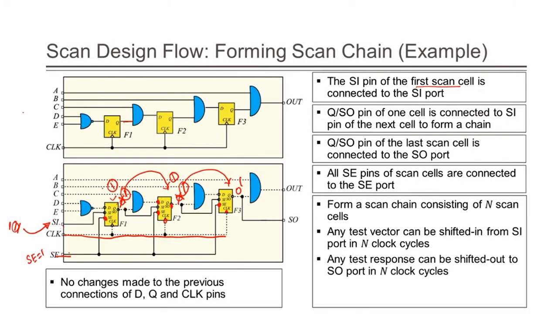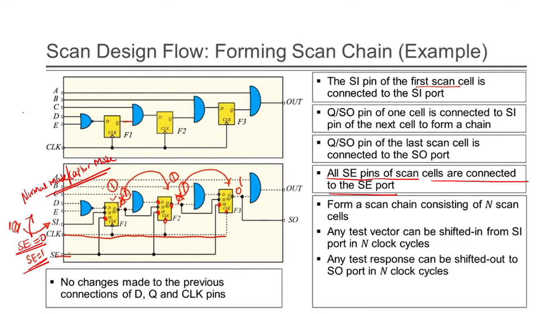So here if you see, all SE pins are there, no? All SE pins, all scan enable pins are connected to the SE port. Suppose when SE equal to 0, what does it mean? It is operated in normal mode or capture mode. That means normal functionality it will operate. When SE equal to 1, what happens? It is operated in shift mode. Shift mode means what?